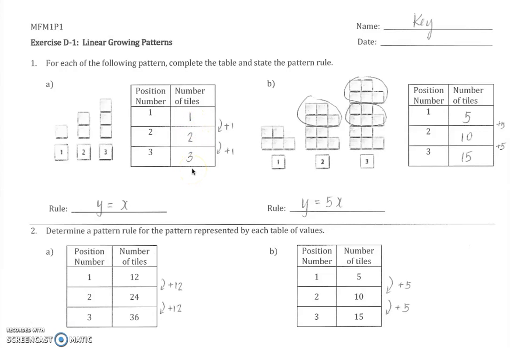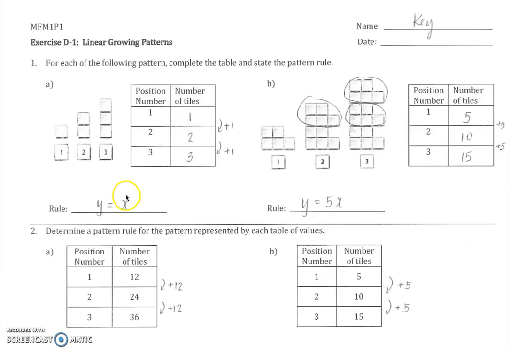To come up with the pattern rule, we need to know the first difference. So you take 2 minus 1, so we can see that the number of tiles in the pattern is increasing by 1. In our lesson, we learned that the rule will become y equals 1 times x. So the simplified way to write the rule is y equals x.